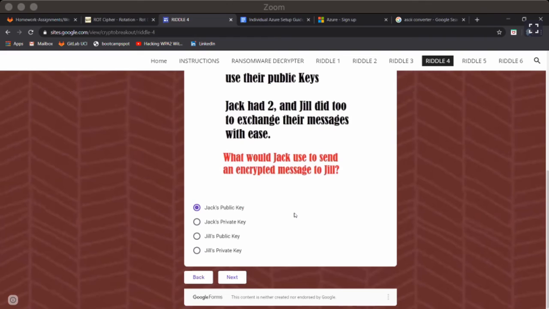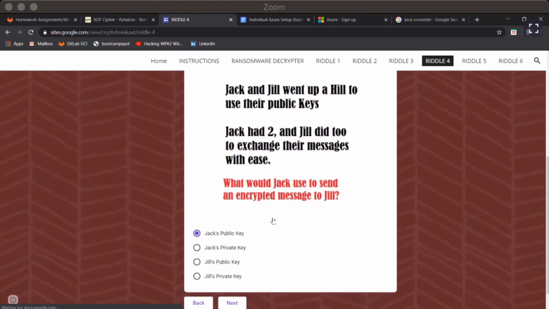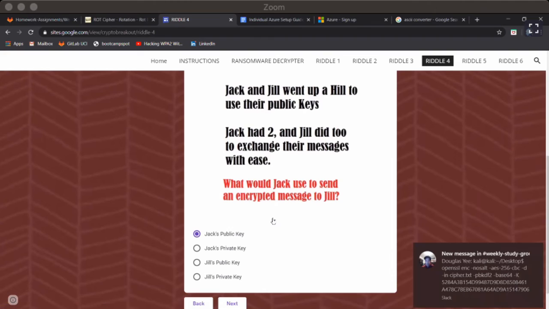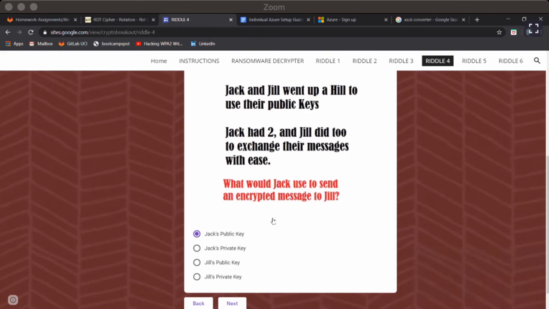Okay, so hold on. I need to hear the whole thing in one sentence to get this. Jack and Jill went up a hill to use their public keys. Jack had two and Jill had two. They exchanged their messages with ease. What would Jack use to send an encrypted message? It would be her key. He would send it with her public key so she can decrypt it with her own private key, right? Right, not his key, it'd be hers. I think you're right.